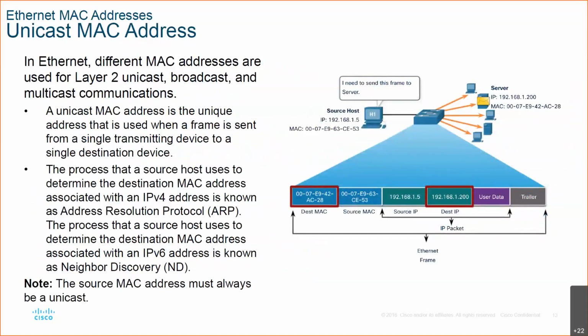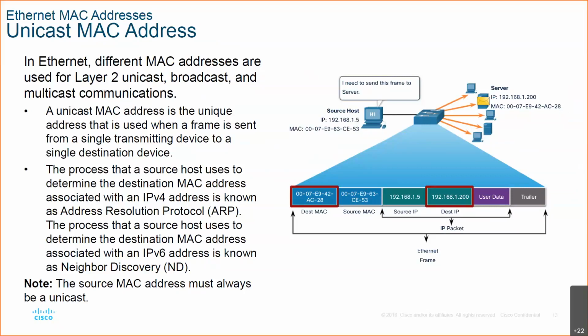Now, in Ethernet, different MAC addresses are used for layer 2 unicast, broadcast, and multicast communications. A unicast MAC address is the unique address that is used when a frame is sent from one device directly to another device. From the source MAC address to the destination MAC address, as long as you have the table inside the switch, you can find it very easily.